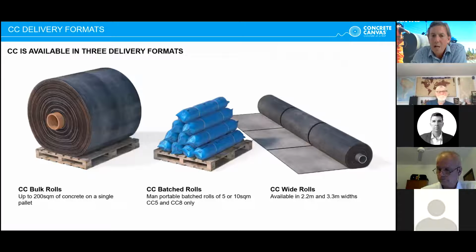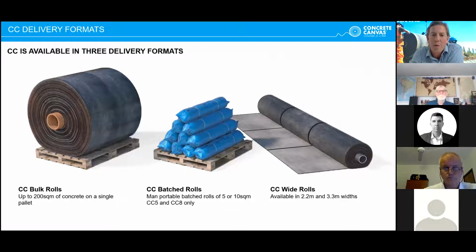Concrete canvas is available in 3 formats. So the standard format is what we call a bulk roll. So this fits on a standard ISO pallet that makes it very easy to ship around the world. And this fits up to 200 square meters of concrete lining on it. We can also manufacture it, and we supply it in man-portable rolls or batched rolls, which are used for installation in hard to access areas.